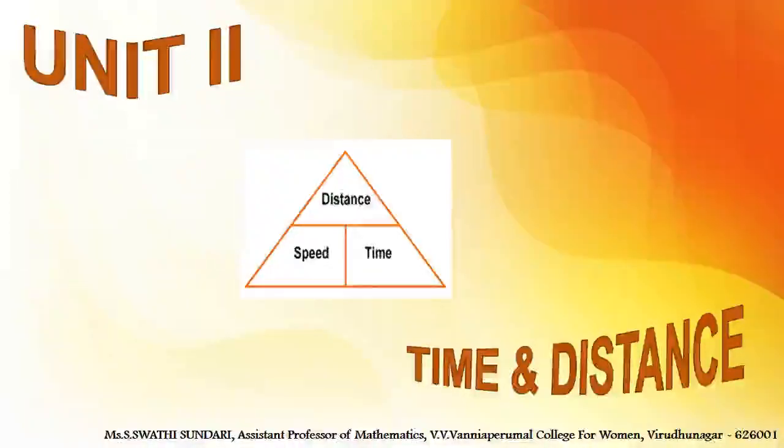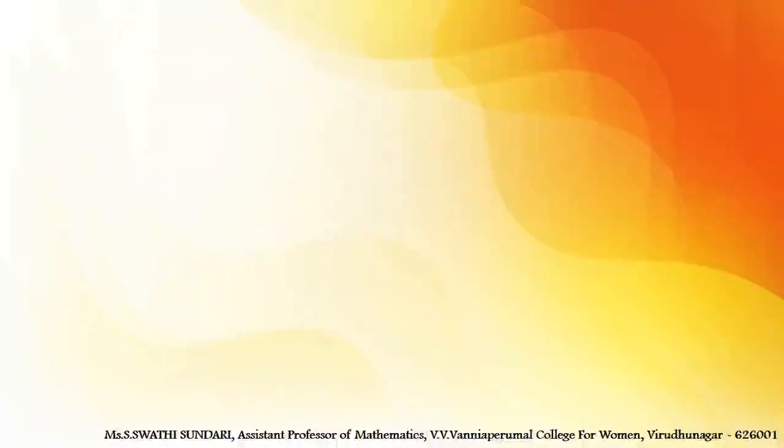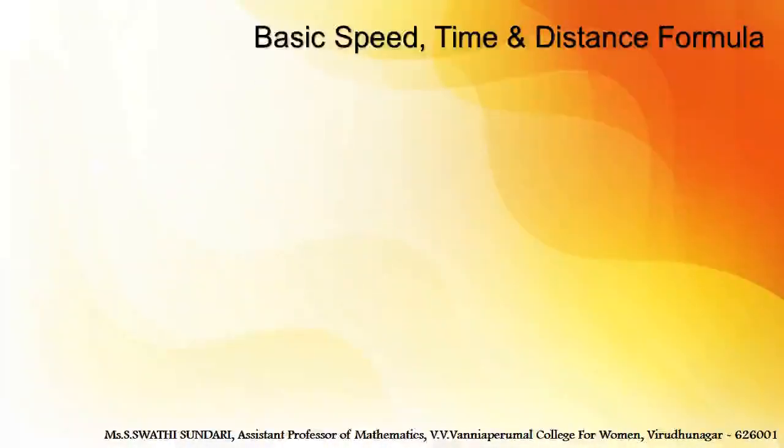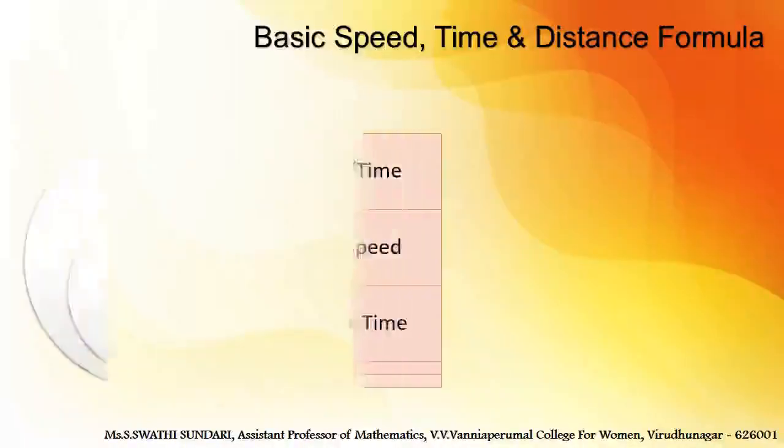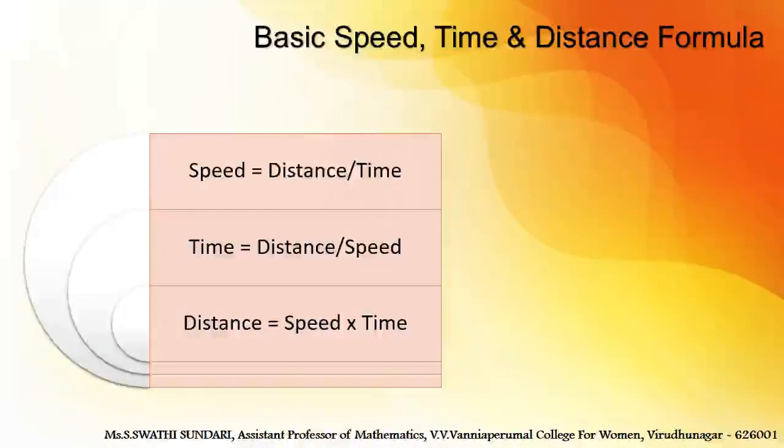Before solving the problems, we should know the relationship between speed, time and distance. So, the speed formula is distance divided by time. This tells us how slow or fast an object moves. It describes the distance traveled, divided by the time taken to cover the distance. And speed is directly proportional to the distance and inversely proportional to the time. And hence, time is equal to distance divided by speed. Here, if speed increases, the time taken decreases and vice versa.